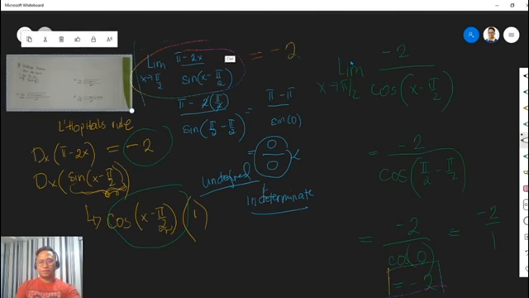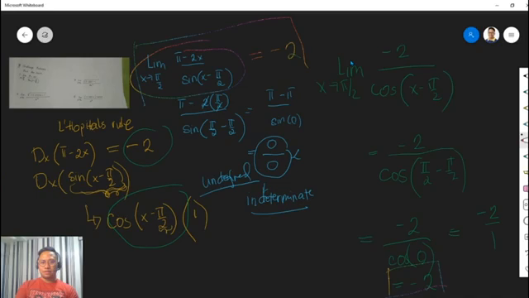I hope this helps those people who are struggling in basic calculus to evaluate limits. The clue is you do a test first, and if you get the indeterminate form 0 over 0, that's when you apply L'Hopital's rule: take the derivative of the numerator and the derivative of the denominator, and then evaluate the limit. That's it. Thank you.